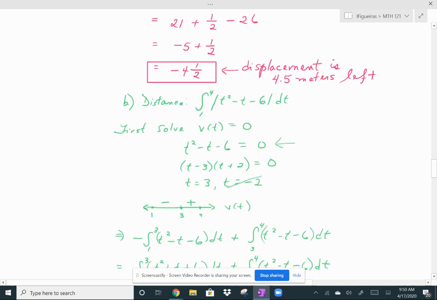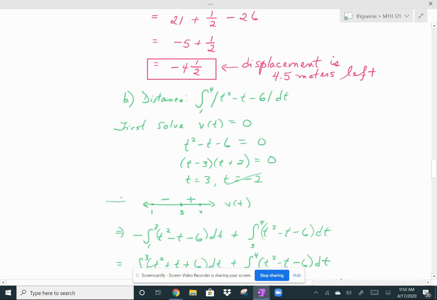Well, -2 is not within our interval of values from 1 to 4. So we're working with t equal to 3. All right, so now I have to figure out where my velocity function is positive or negative with respect to left and right of 3. So here on this number line, I put 1 and 4, which are my lower and upper limits, as well as my solution to the previous equation, which is 3.